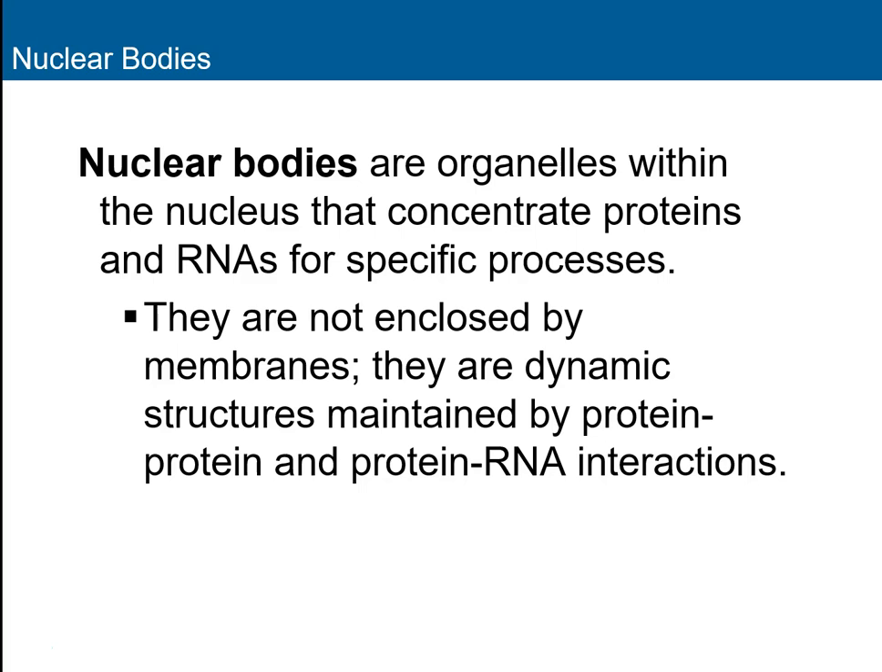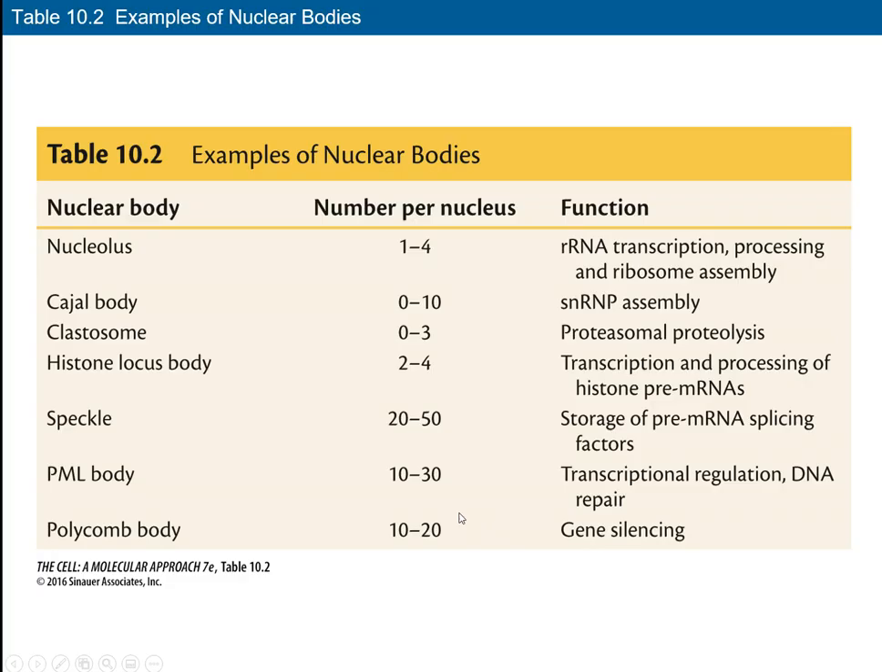So they're organelles within the nucleus, and they concentrate specific RNAs and proteins involved in a specific process, okay? They're not enclosed by membranes, but there are a whole bunch of proteins and RNAs together that are going to function together, okay? All right. So this table 10.2, which I drew your attention to in the review sheet, is just some examples of nuclear bodies. And like I said, we're not really going to go into detail to talk about all of them.